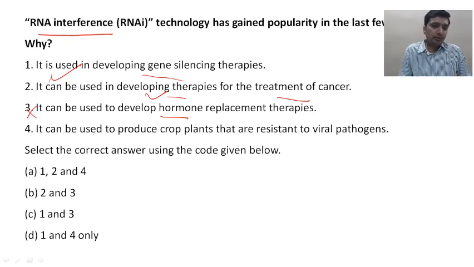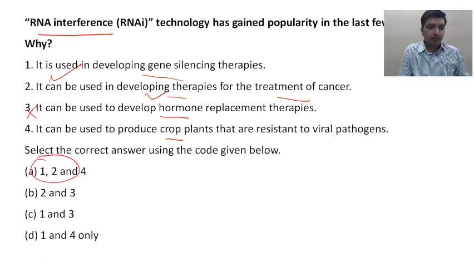The fourth statement, it can be used to produce crop plants that are resistant to viral pathogens. Yes. If you want to stop viral pathogens from growing, yes, you can interfere, because some viruses actually have RNA as the genetic material. So RNA targeting would definitely work. Okay, so I would think that 1, 2, 4 are correct. So let's look if there's an option for that.